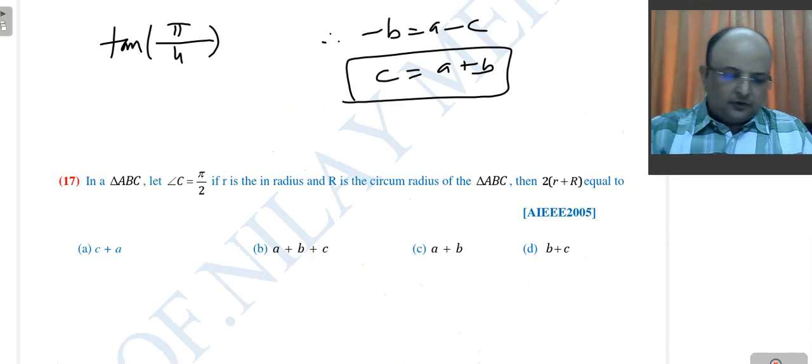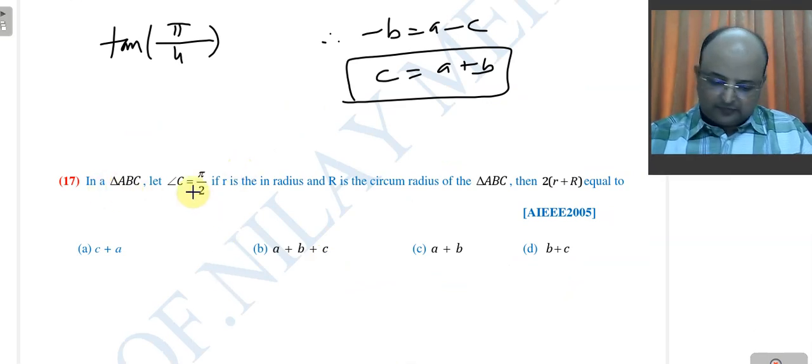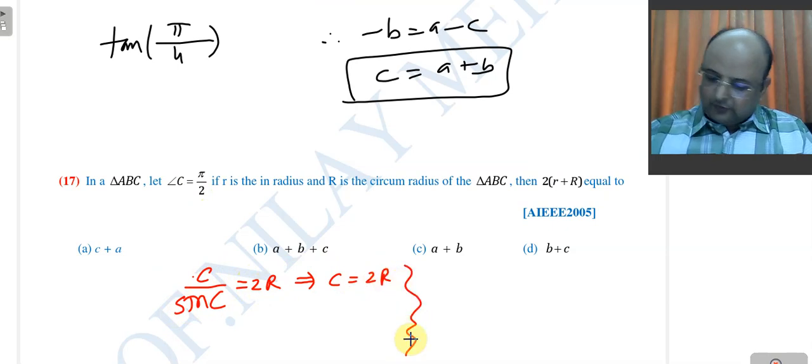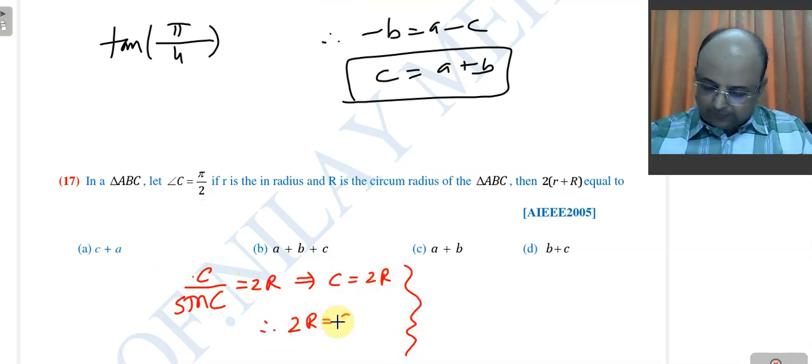Yes, dears? Okay. We go for question number 17. Measure angle c is pi by 2. If r is the radius and capital R is circumradius, then 2 times r plus R. Okay, one relation with 2R is the sine formula. What is c upon sin capital C? 2R. But sin capital C, that is sin pi by 2, that is 1. So c equals 2R. I have got one result. So I will use that 2R equals c.